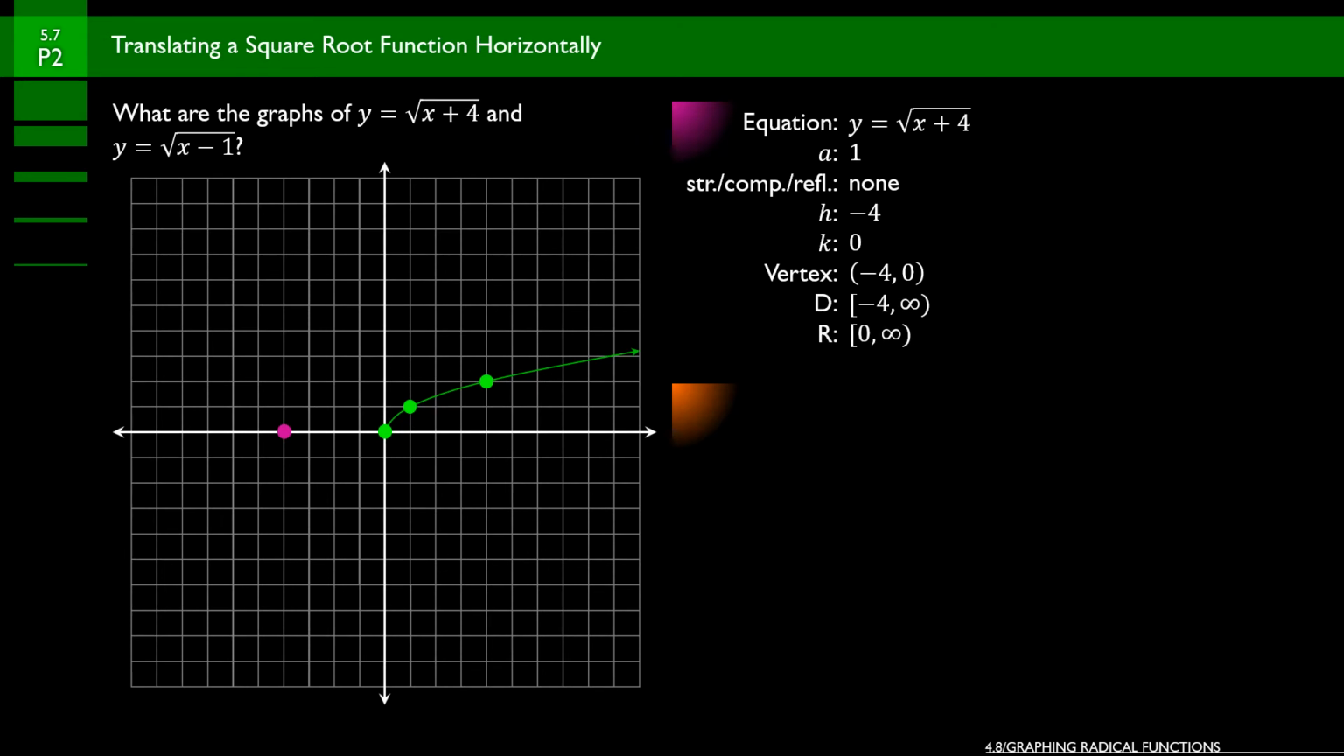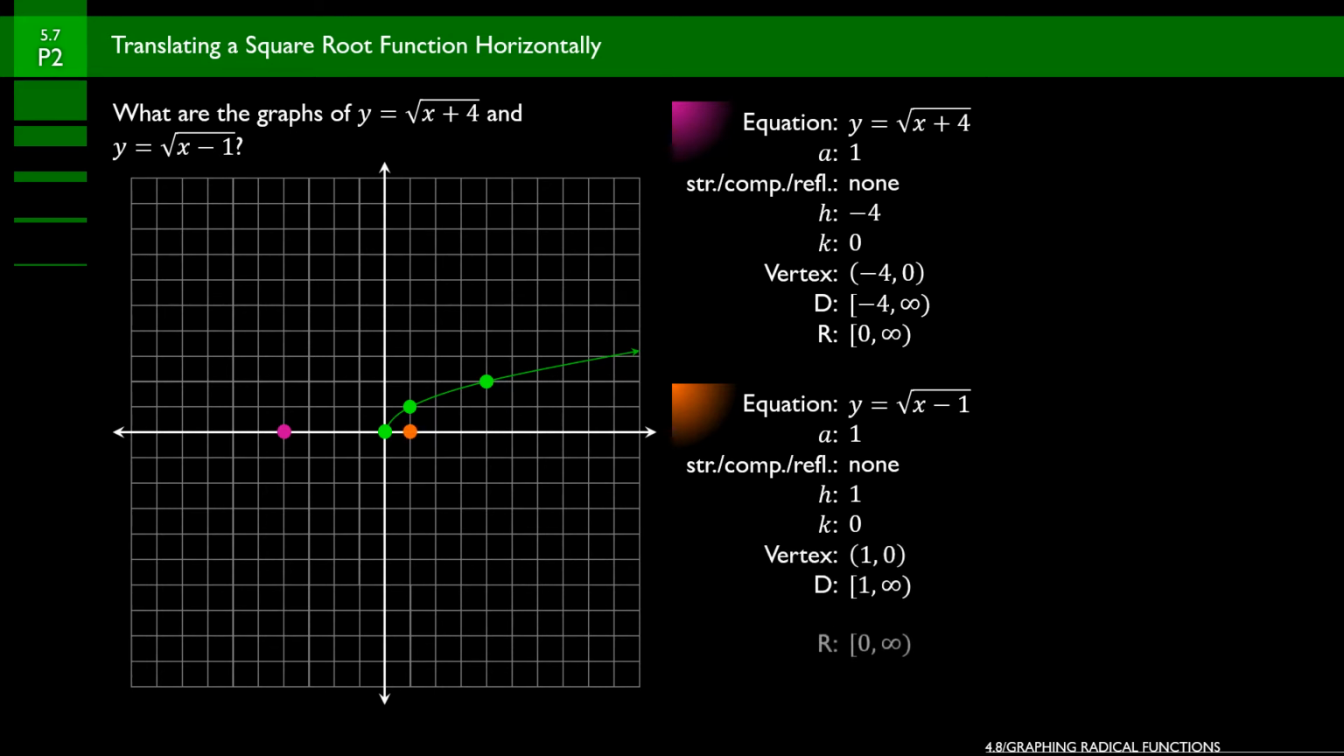Now on the second one, y equals the square root of x minus 1. The a value is still 1, which means no stretch, compress, or reflect. The h value is now positive 1. So we know that we're going to be moving that parent function 1 unit to the right. K value is still 0, so that means the vertex or the starting point is at 1, 0. The domain then is 1 to infinity, and the range is 0 to infinity.